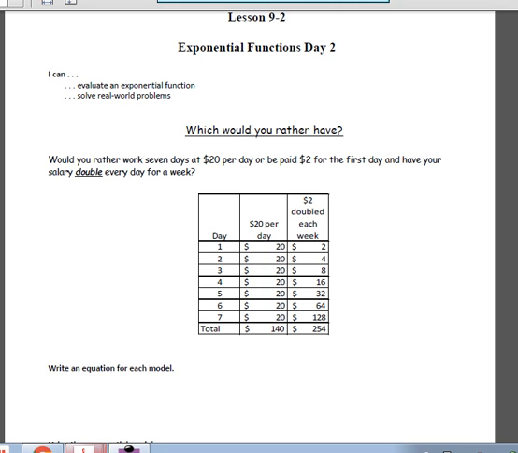Hello, welcome to the video notes for lesson 9-2, exponential functions, day 2. This begins on page 7 in your notes packet.